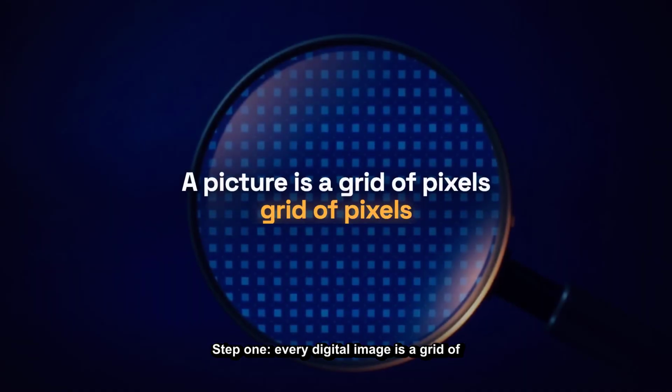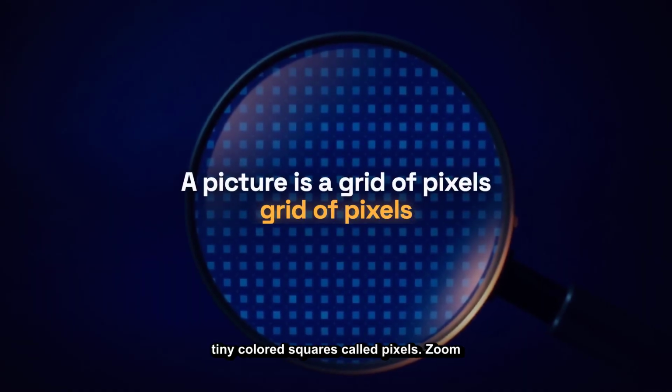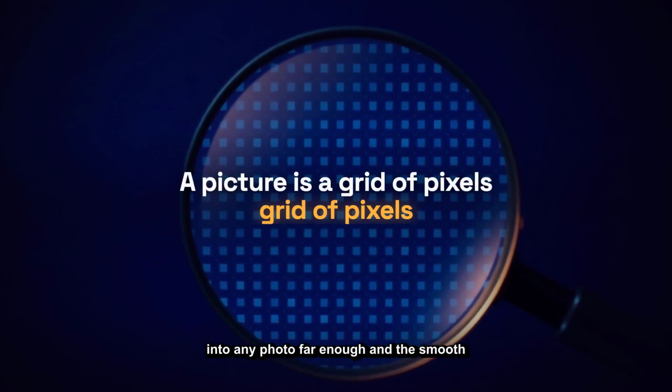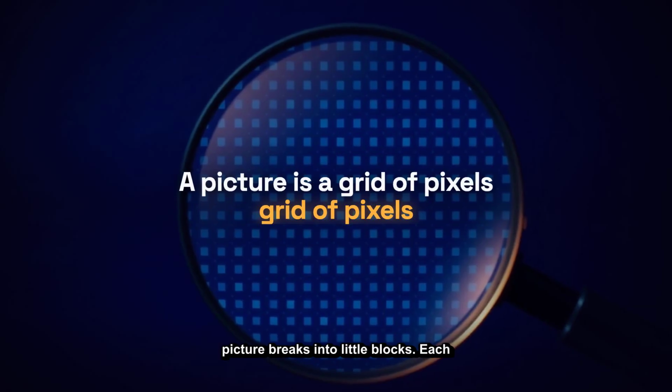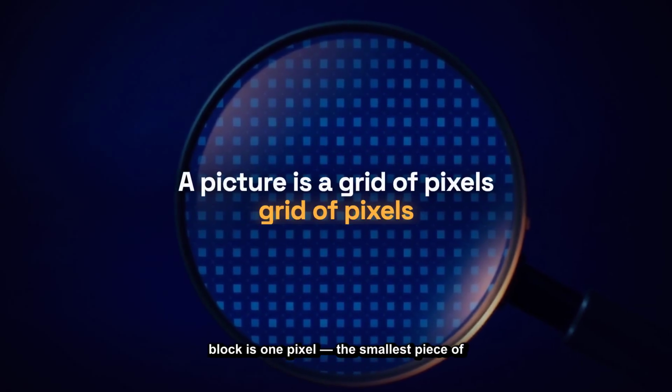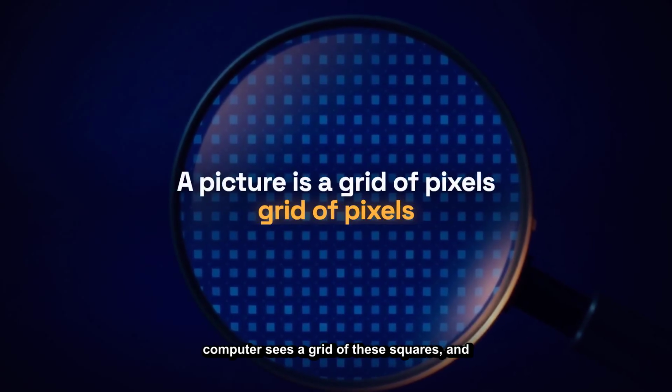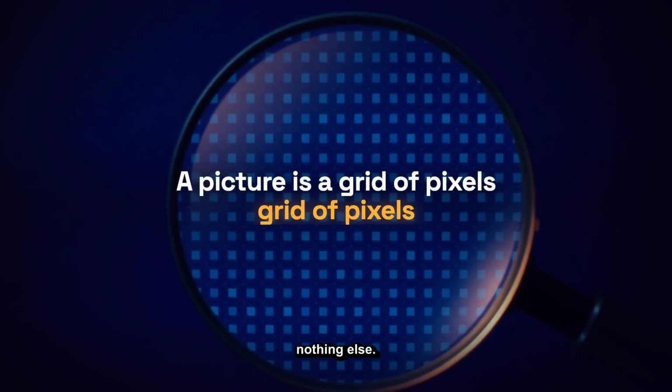Step 1, every digital image is a grid of tiny colored squares called pixels. Zoom into any photo far enough, and the smooth picture breaks into little blocks. Each block is 1 pixel, the smallest piece of an image. A human sees a face. The computer sees a grid of these squares and nothing else.